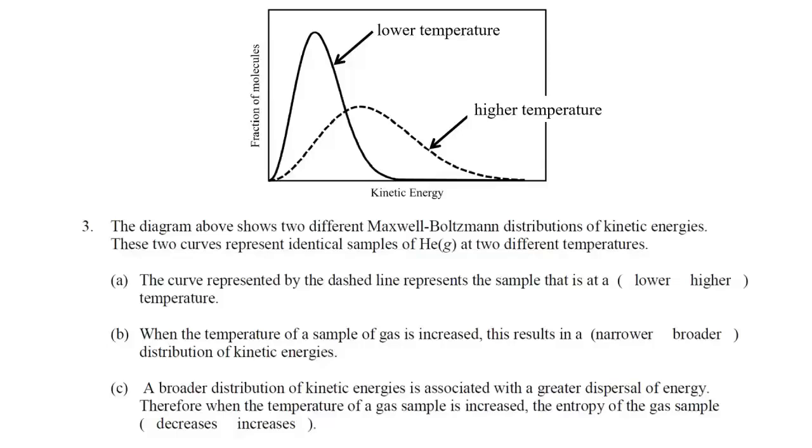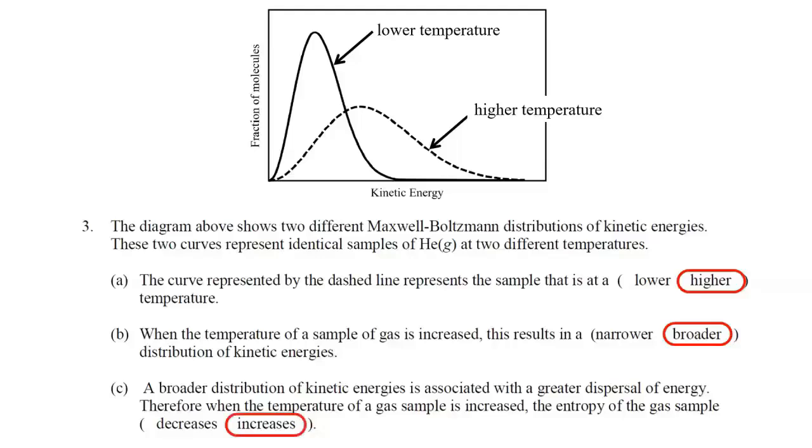So part A of question 3, the curve represented by the dashed line represents the sample that is at a higher temperature. Part B, when the temperature of a gas sample is increased, this results in a broader distribution of kinetic energies. Part C, a broader distribution of kinetic energies is associated with a greater dispersal of energy. Therefore, when the temperature of a gas sample is increased, the entropy of the gas sample increases.